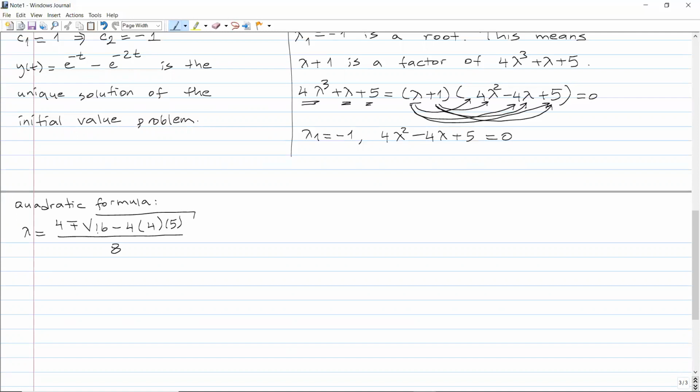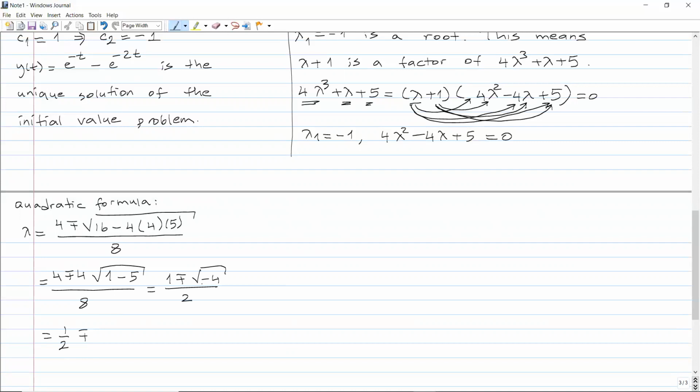So under the square root, we have the common factor 16, and 16 goes out of the root as 4. Then for 16, we have 1 minus, for the other 16, again, we have 1 times 5, divided by 8. So we can simplify the 4s with the 8. We have 1 plus or minus square root of minus 4, divided by 2. So we have 1/2 plus or minus.